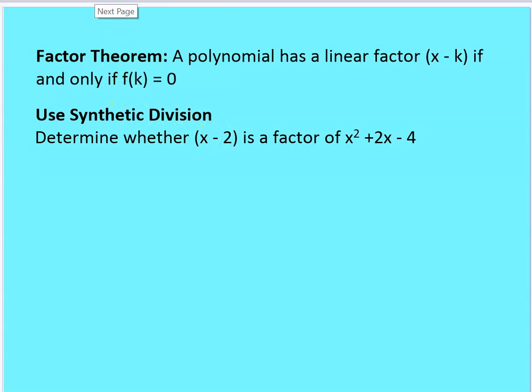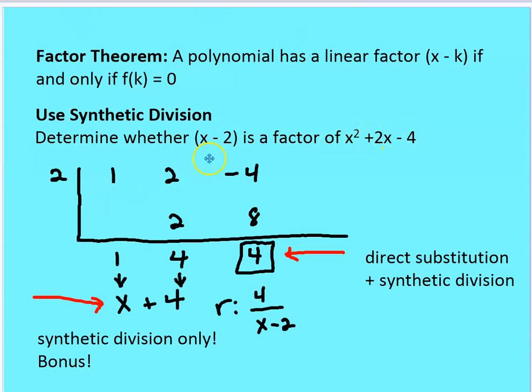All right, so let's use the factor theorem, which we've already briefly talked about, to determine whether x minus 2 is a factor of x squared plus 2x minus 4. We're going to use 2 as our linear factor in the synthetic division system, and the coefficients for x squared, 2x, and minus 4. So 1, 2, minus 4. I'm going to drop the 1 down, multiply by 2. 2 plus 2 is 4. 2 times 4 is 8. 8 plus minus 4 is 4. So we end up with 4 as the remainder.